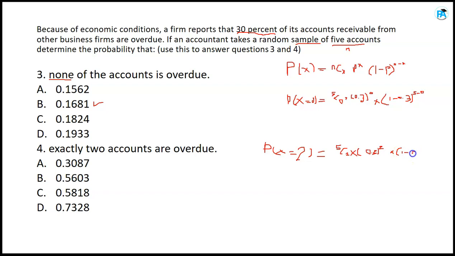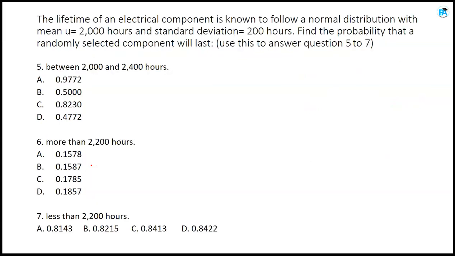You can fix it straight if you know the answer. 1 minus 0.3 exponent what? 5 minus 2. So you fix this the way you've done this. Don't wipe off everything in your calculator. Just shift the cursor to go and delete where the zeros are. You delete the 0 from here and put 2 there. Delete the 0 from here and put 2 there. Delete the 0 from here and put 2 there. Then you press equal to. Okay. Then you get 0.3087 as your answer. So the correct answer for question 4 is A. Is that clear? Let's proceed to the next one.